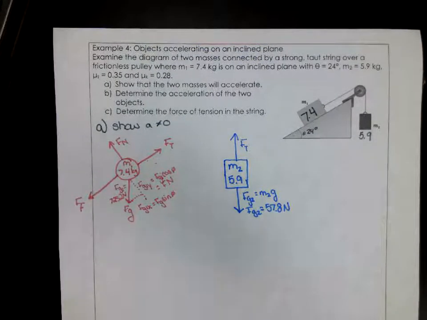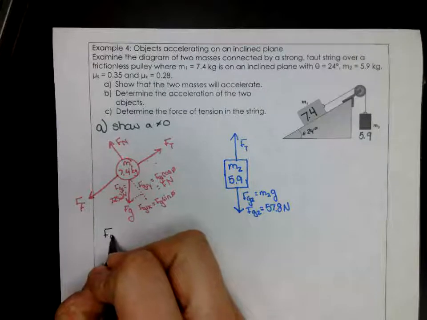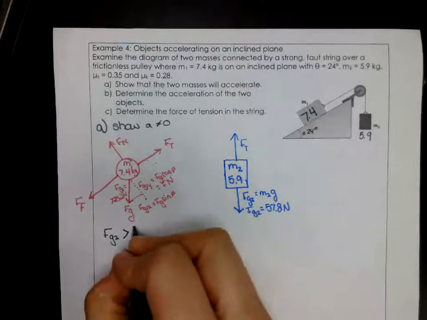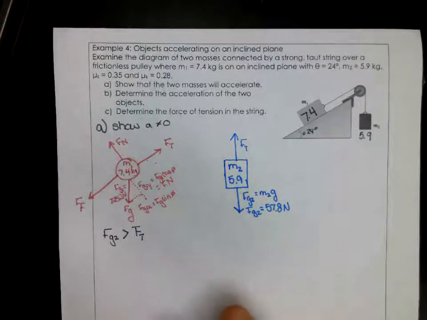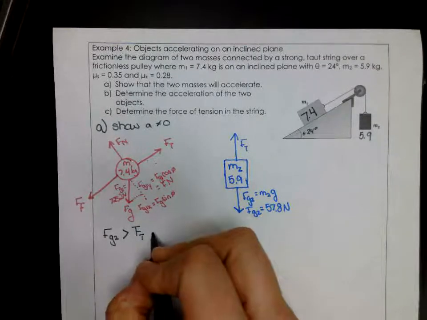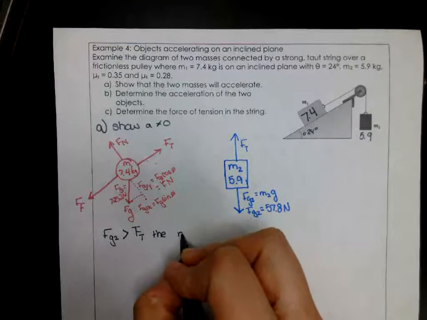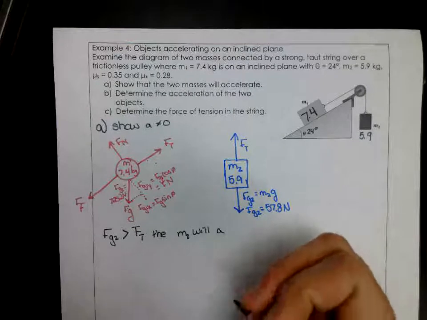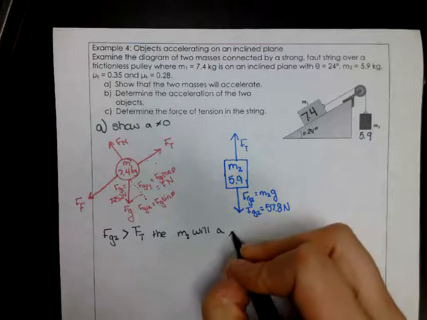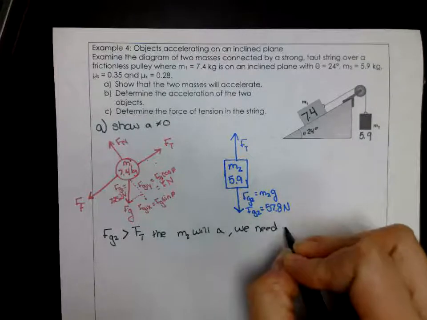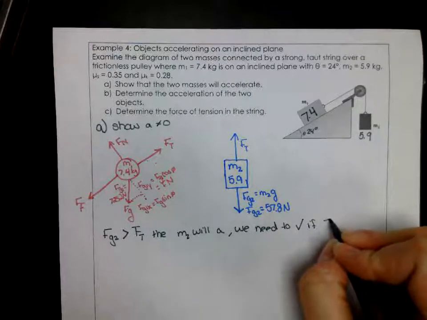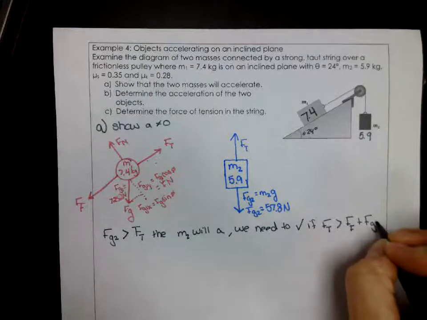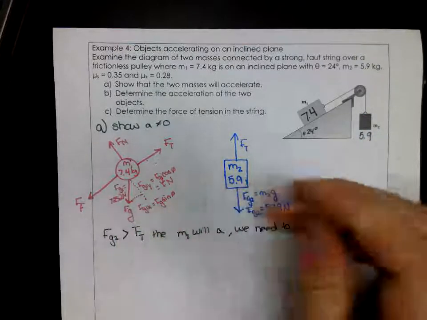So for acceleration not to be equal to 0, the force of gravity 2 has to be greater than this force of tension. If that is true, then mass 2 will accelerate. So we need to check if the force of tension is greater than the force of friction plus the force of gravity 1, because it's got to overcome this force of friction in order to move.